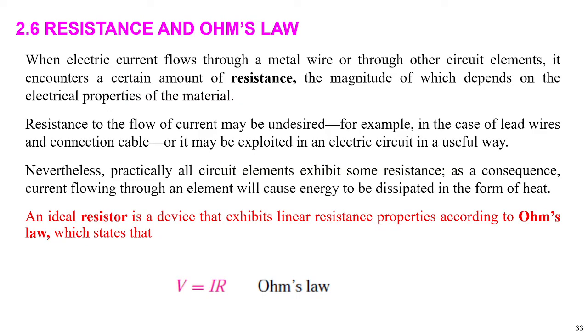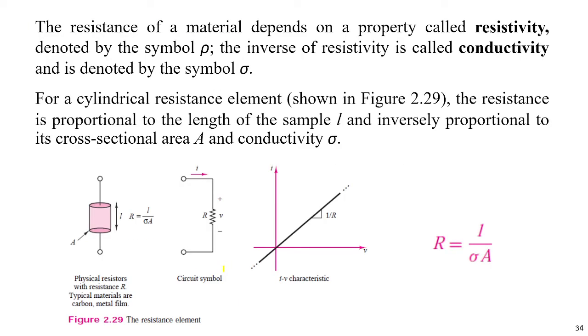Okay, then we come to resistance and Ohm's law. I think you know well about Ohm's law, so I will go a bit fast. Ohm's law states that V equals I times R. It depends on the element property. Each element will have its own resistance. It depends on the resistivity, the material, the cross-section area, and the length.